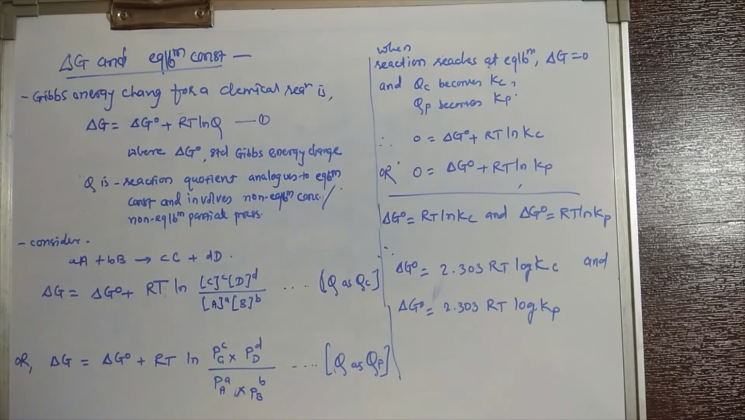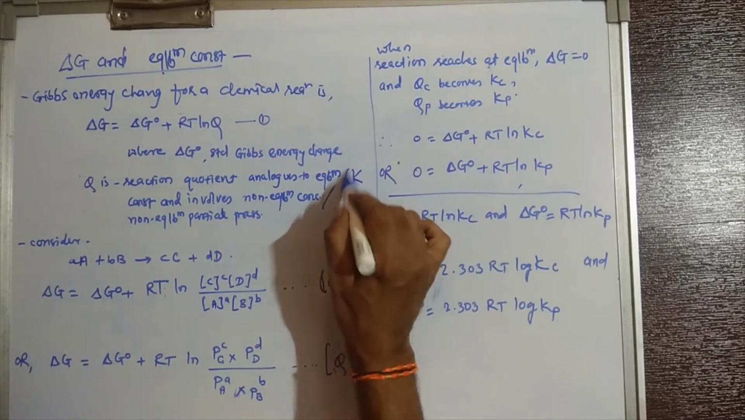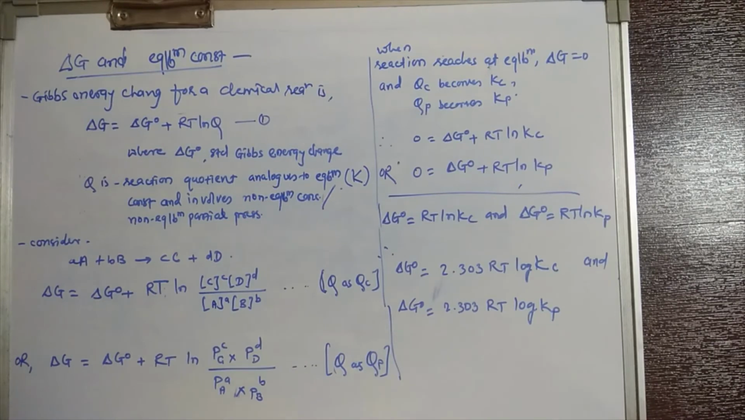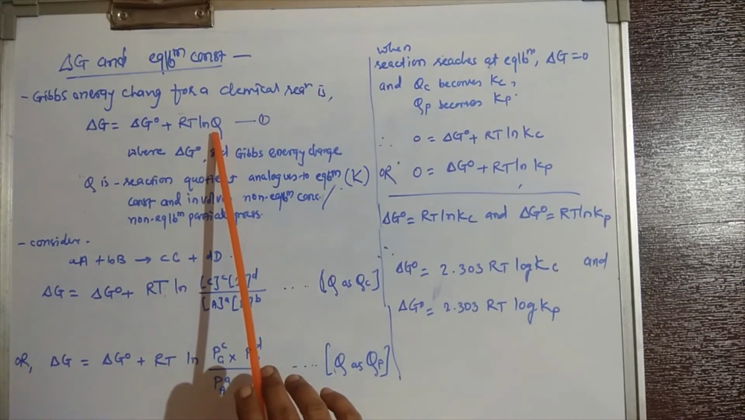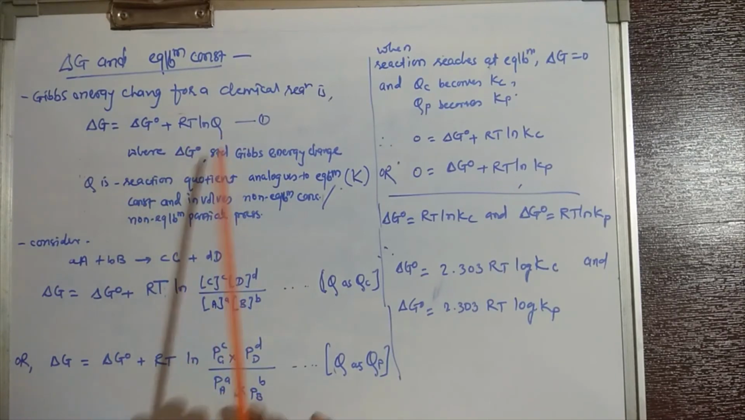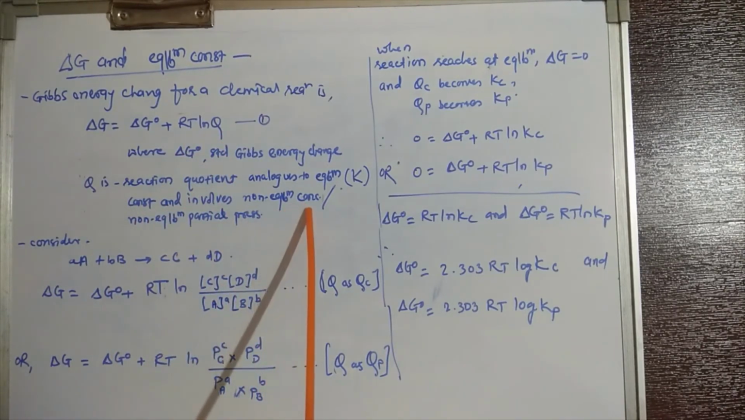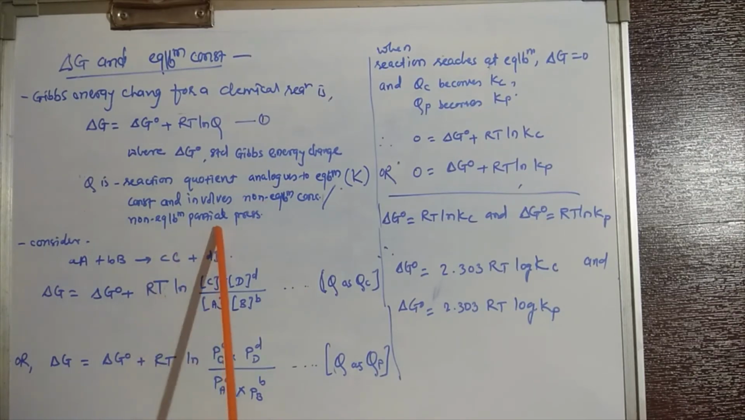Now see, Q is a reaction quotient which is analogous to equilibrium constant K. The equilibrium constant K involves the concentration at equilibrium exactly, but Q, which is taken here in this equation, involves the non-equilibrium concentration of the reactants and products, or if the reactants and products are gaseous, then these are non-equilibrium partial pressures.